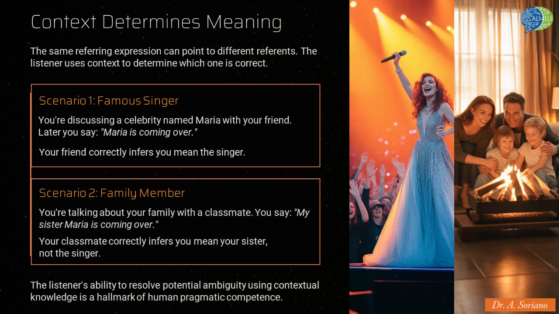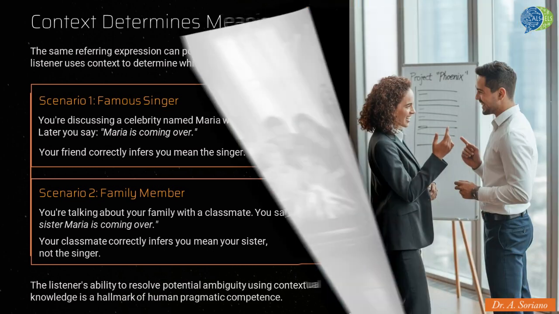Scenario 2, family member. If you were talking about your family, and then you say, "My sister Maria is coming over," your classmate correctly infers you mean your sister. The word sister and the family context resolve any ambiguity. This ability of the listener to use contextual knowledge to resolve ambiguity is the hallmark of human pragmatic competence. It's what makes us such flexible communicators.